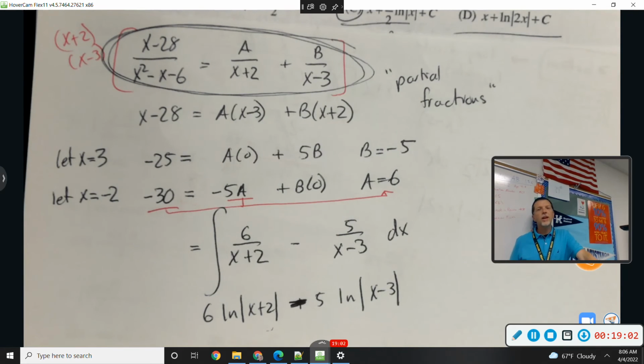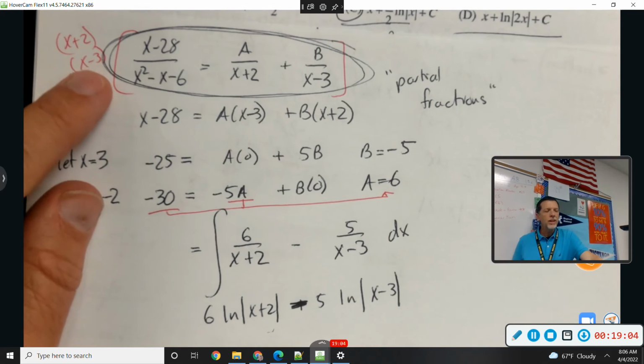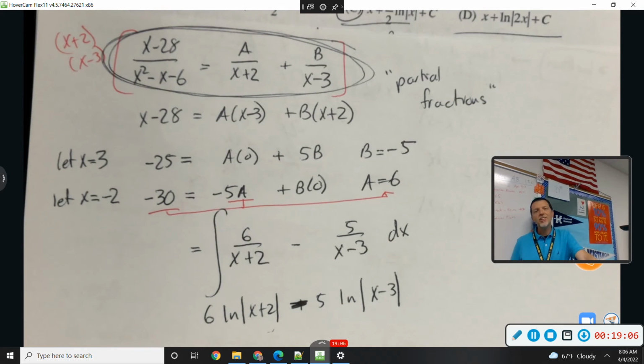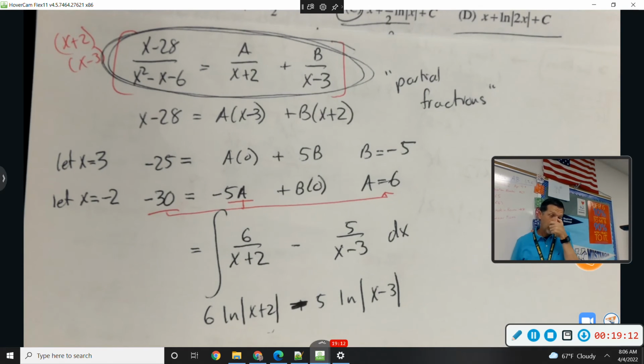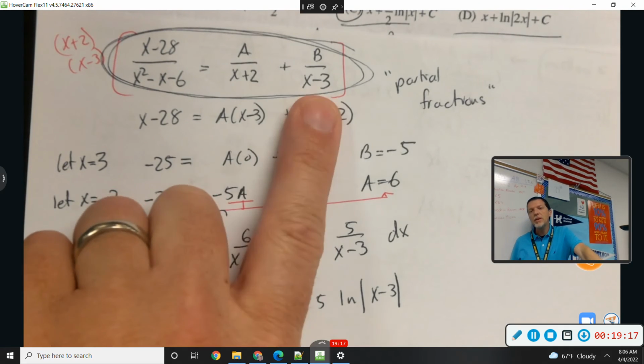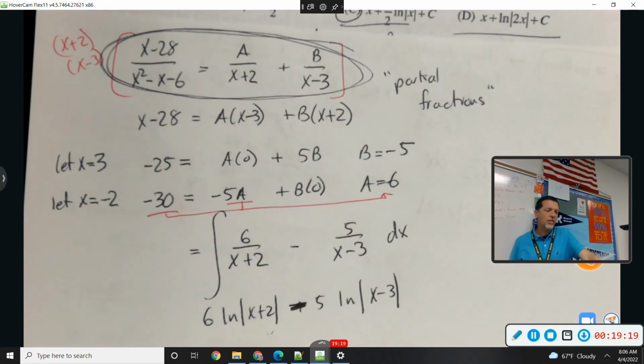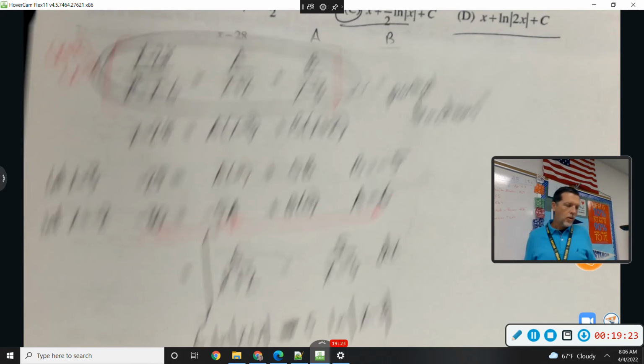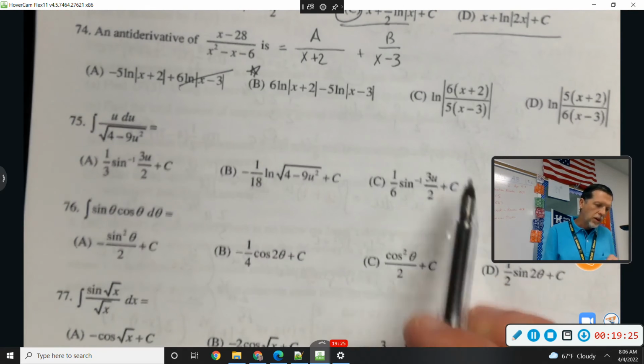Yeah, and every year pre-cal teachers are like, "What? Do we need to teach this?" And the calculus teachers are like, yes you do, because it shows up in calculus. Because we can't integrate the original, but if we break it into pieces, then it's an easy integration. Easier. So I'm pretty sure that answer is B.